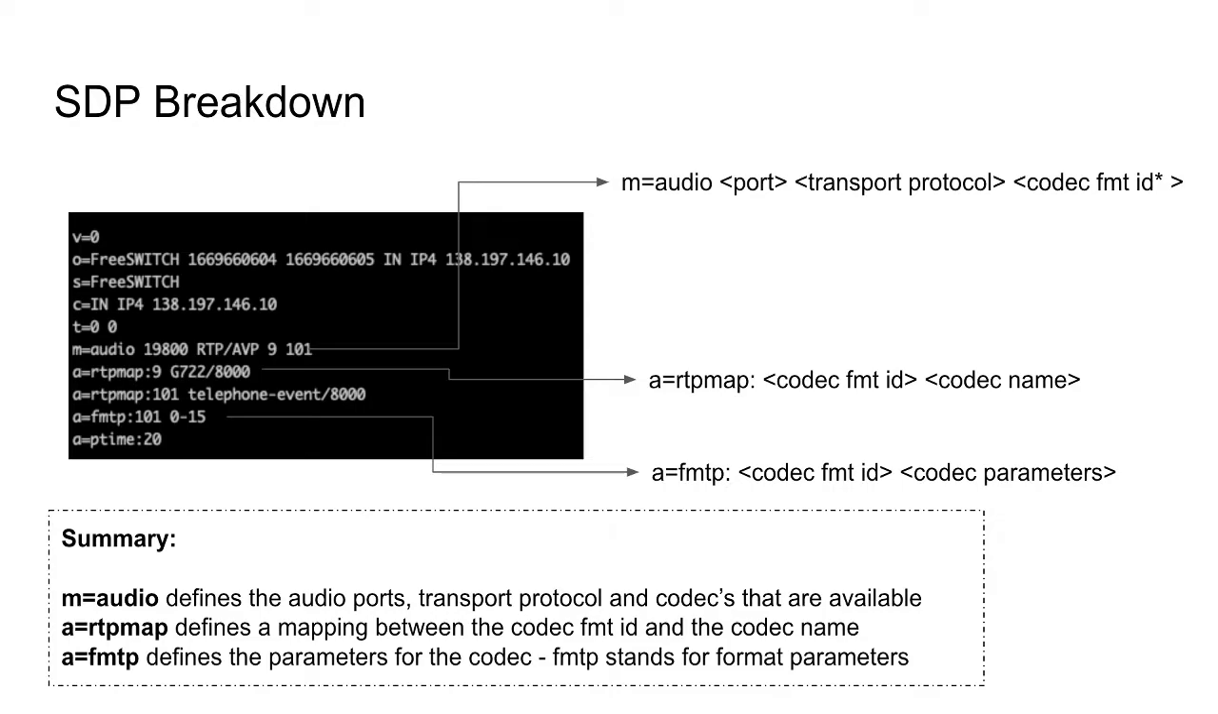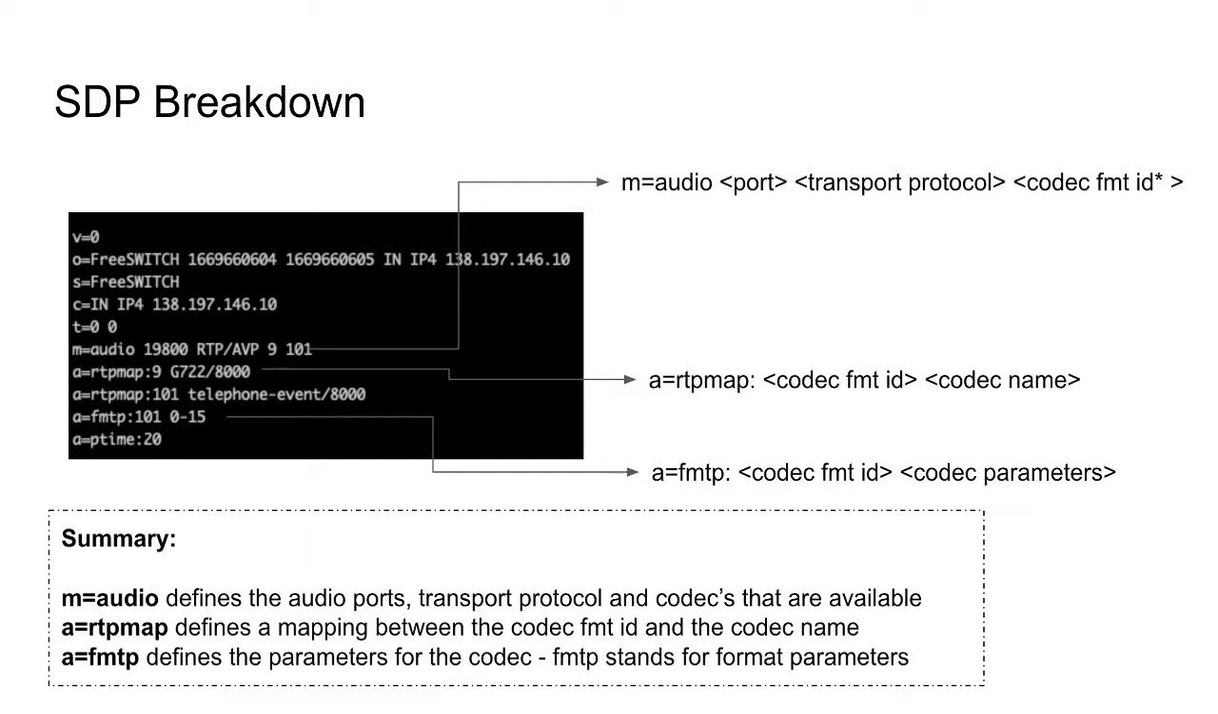Now, let's break down a little bit more detail of what's inside this SDP, especially the three main things we care about, which are the audio, the rtpmap, and the format parameter, which is the fmtp. This is the 200 OK that came back, and we're breaking it down in a little more detail. In the m=audio line, the first field is the port number, which we looked at a minute ago. The next thing is the transport protocol, which is going to typically be RTP or secure RTP. And then you're going to have the actual codec format ID. This is important, and the star means you can have multiple of these.